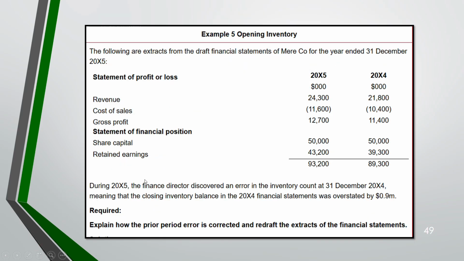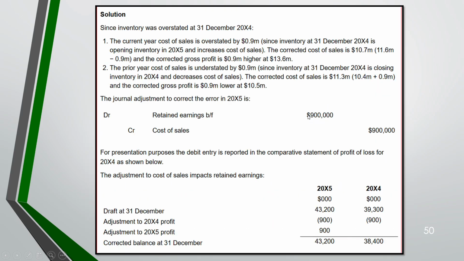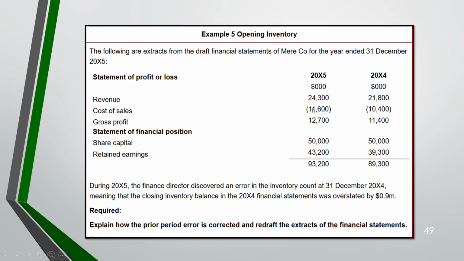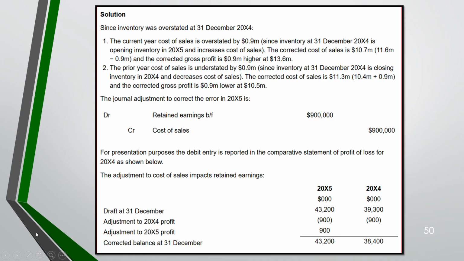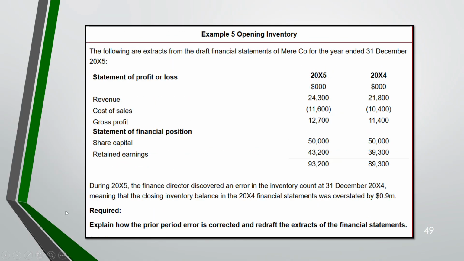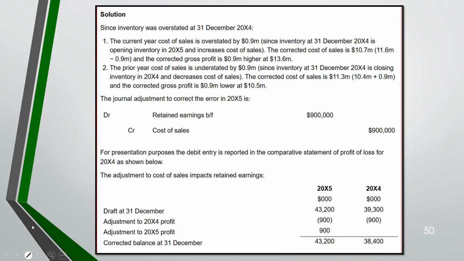So let us move on to cost of sales. Your cost of sales is 11,600. It is overstated. So from 11,600 you will deduct 900. So 10,700 or 10.7 million. That is your corrected cost of sales. And gross profit, if you see, is 12,700. To 12,700 you will add 0.9, giving 13,600.